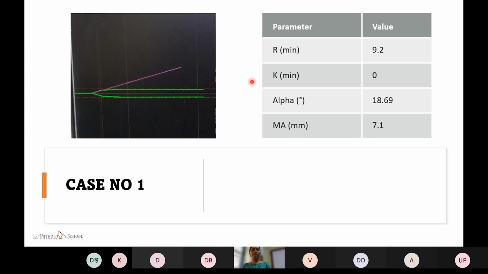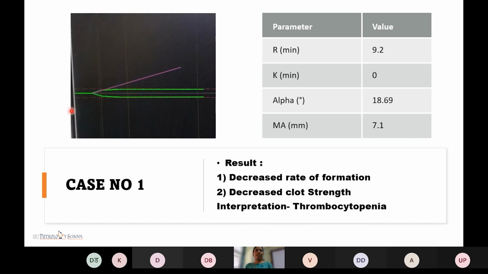Case 1. Here you can see that this is the TEG tracing, and the R time is 9.2 minutes, K time is 0 minutes, alpha angle is 18.69, and maximum amplitude is 7.1. So what can be the interpretation? Okay, Khadija. Maximum amplitude is too low, so it is either due to dysfunction or reduced number of platelets. As she said, there is marginal increase in the R time, and the significant problem over here is reduced maximum amplitude, so it is thrombocytopenia.